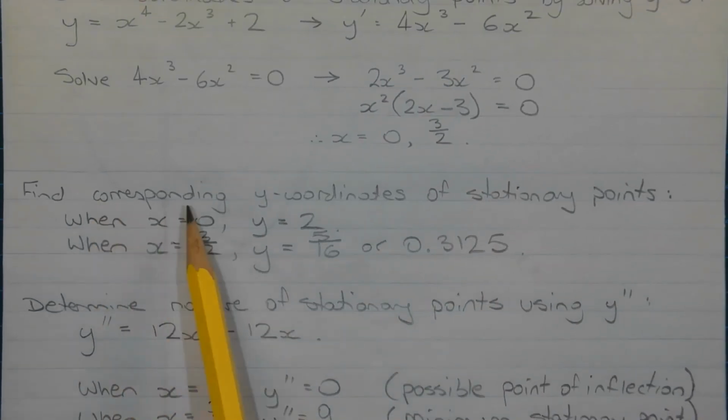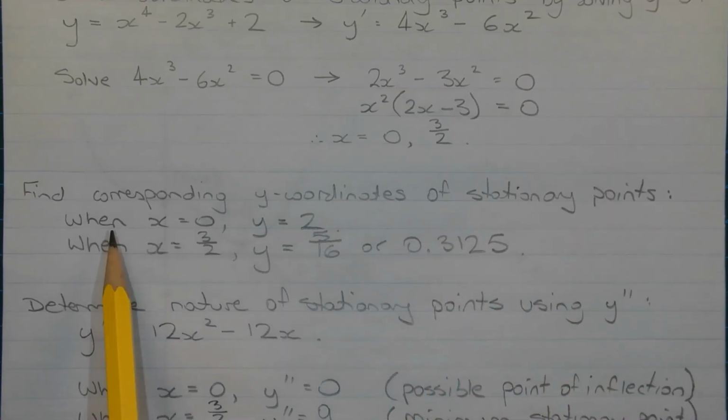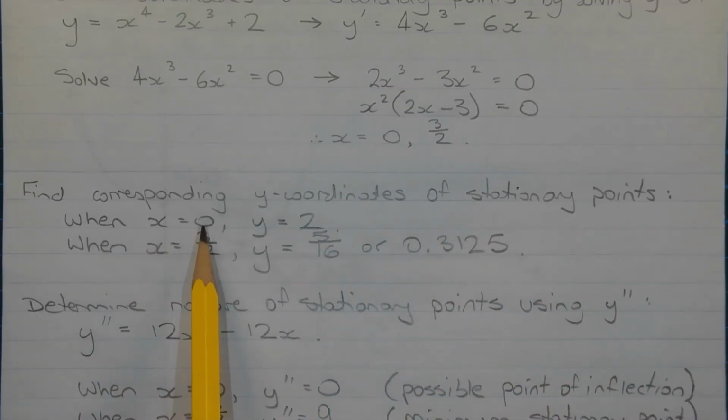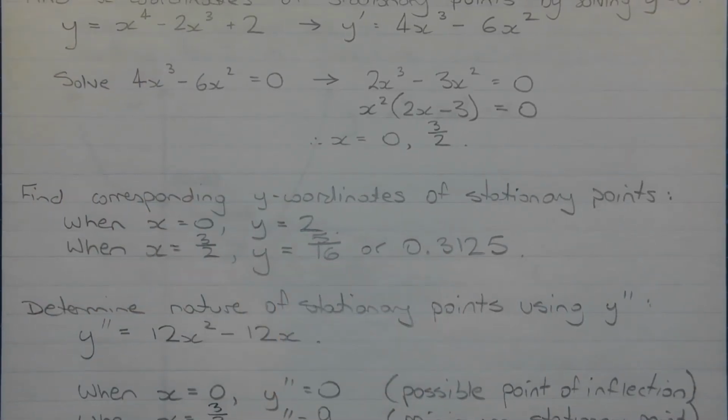Next, we find the corresponding y coordinates of the stationary points we just found. So when x is equal to 0, substituting 0 into the original equation, we get y is equal to 2. And when x is equal to 3 over 2, we get y equals 5 over 16 or 0.3125 as a decimal.